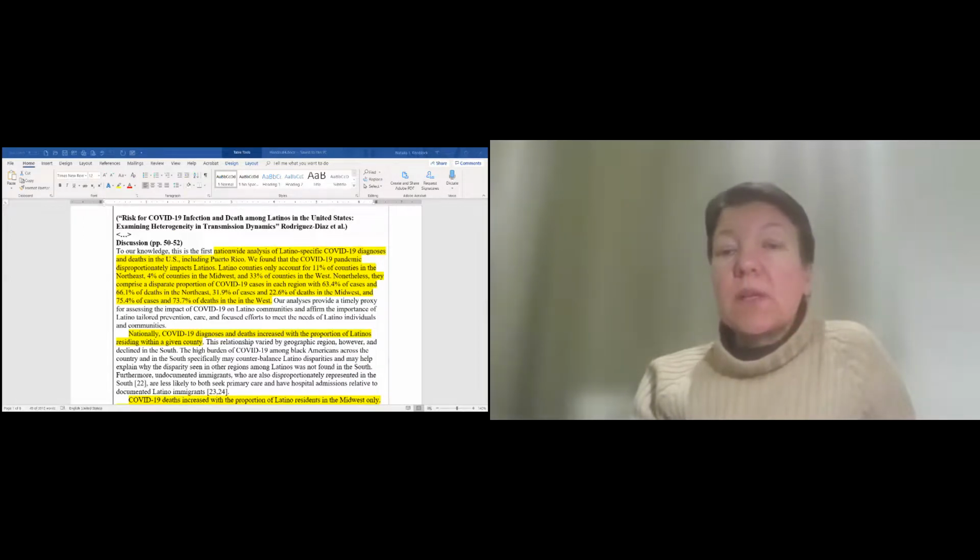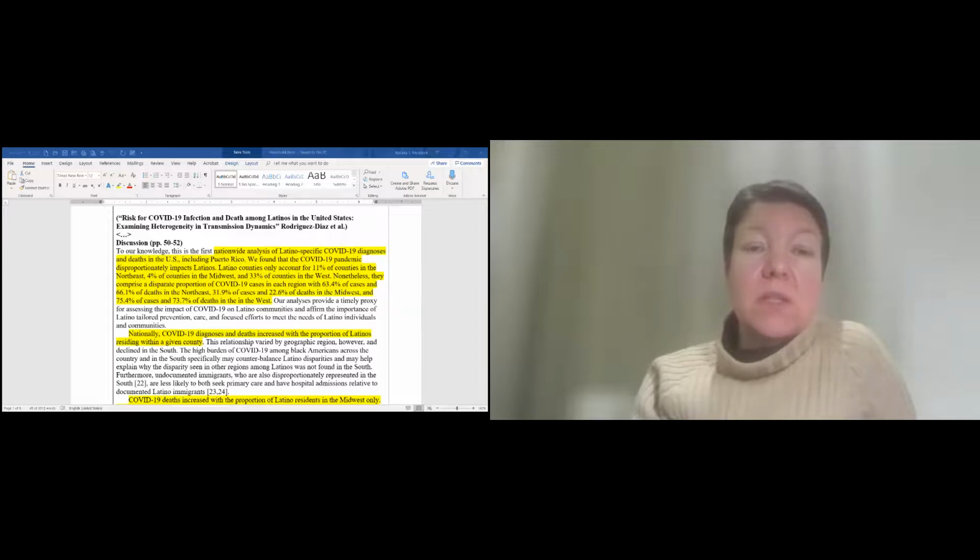So I thought these ones are the most essential. A nationwide analysis of Latino-specific COVID-19 diagnosis and deaths in the United States, including Puerto Rico, found that the COVID-19 pandemic disproportionately impacts Latinos. Latino counties only account for 11% of all counties in the Northeast, 4% in the Midwest, and 33% in the West, but the proportion of COVID-19 cases in each region is over 63% of cases and deaths in the Northeast, and 75 and 73 in the West.